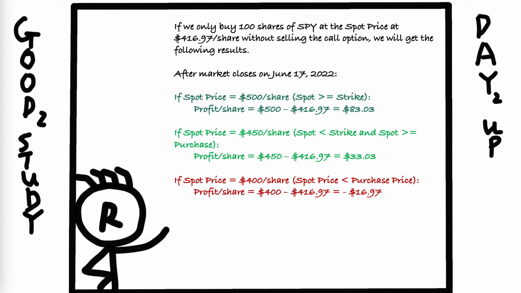If we only buy 100 shares of SPY at the spot price without selling the call option, we'll get the following results. In the case of spot price greater or equal to strike price, your profit per share is $83.03. In the case of when spot price is less than strike price and spot price is greater or equal to purchase price, your profit per share is $33.03. In the case of spot price less than purchase price, your profit or loss is going to be negative $16.97.